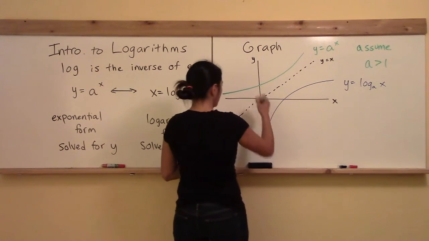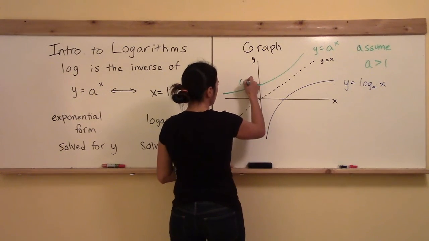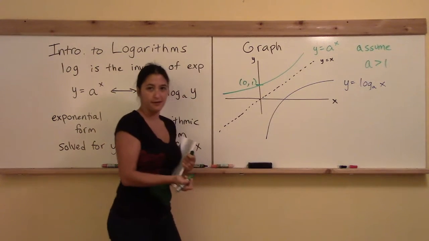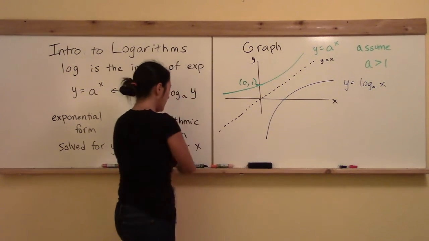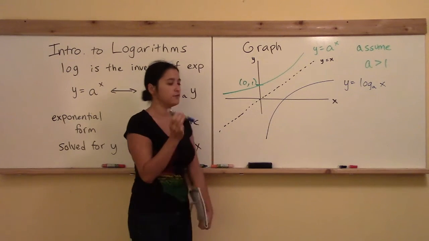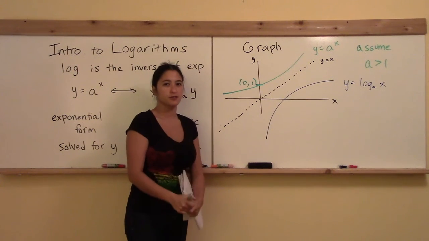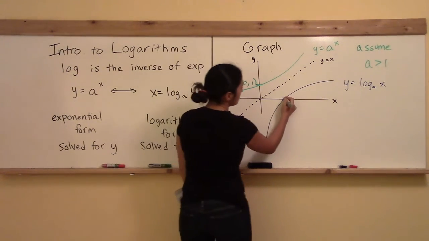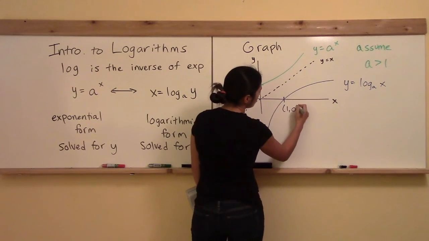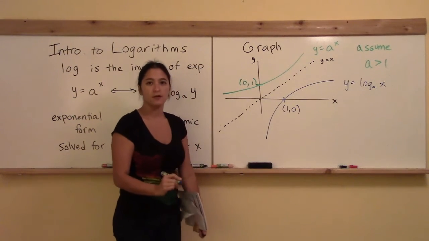That's right, it always goes through the point x equals 0, y equals 1, right? It always goes through that point. So one thing that you really want to remember when you're trying to visualize what a logarithmic function looks like is that I switched the x and the y. So that means the log function always goes through the point 1 comma 0.